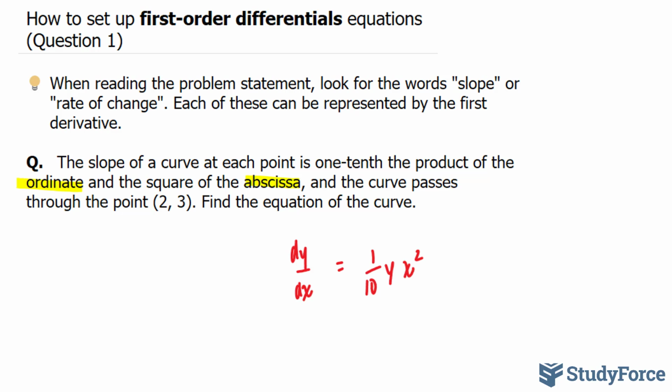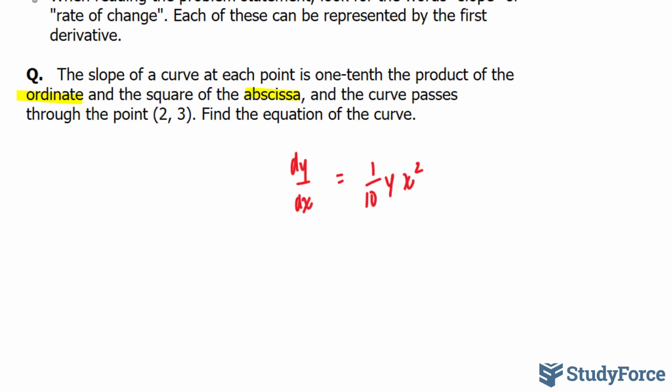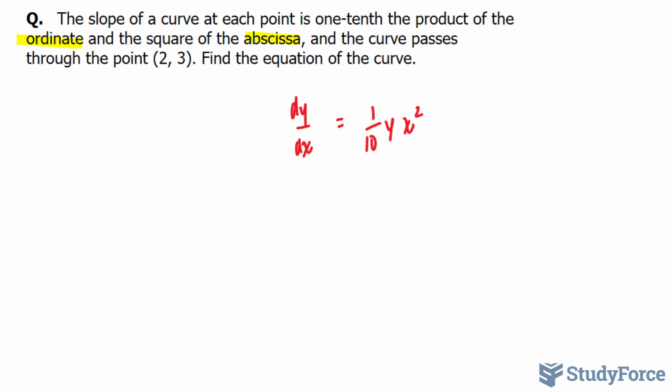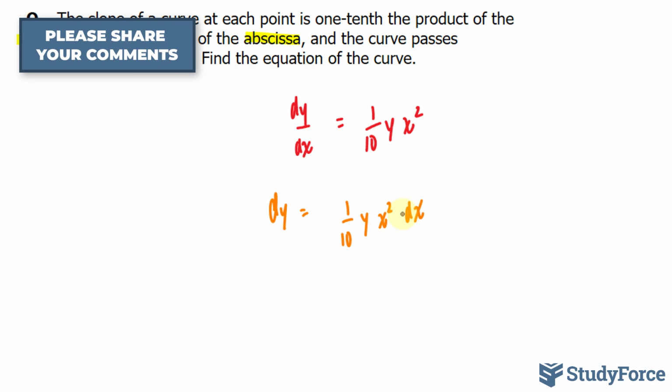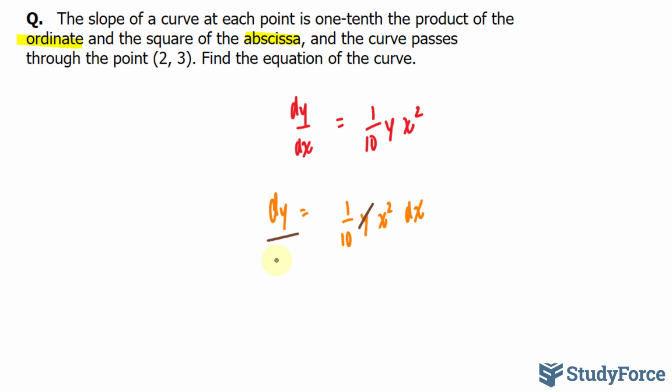But first, let's solve the differential equation generally, and we can do that by separating the x and y terms. For example, I'll first multiply both sides by dx, and that will clear the dx at the bottom. This will give me dy is equal to 1 over 10 yx squared dx. I want to separate the y and the x, so I'll divide both sides by y. If I divide both sides by y, this y will cancel out and we'll have a y on the left side. Notice now that we have one term on the left side that is exclusively in terms of y, and the term on the right side is exclusively in terms of x.